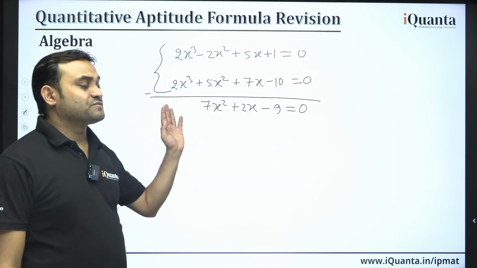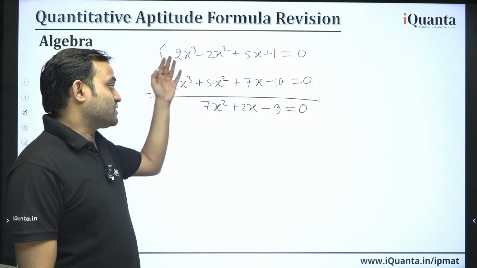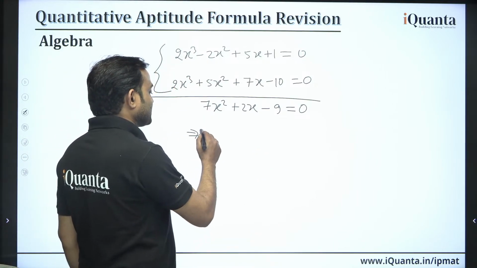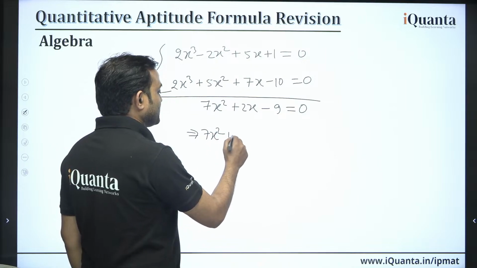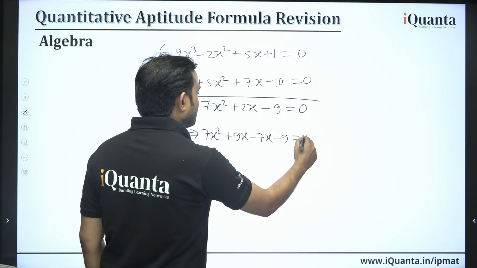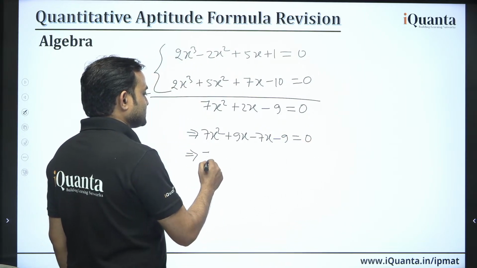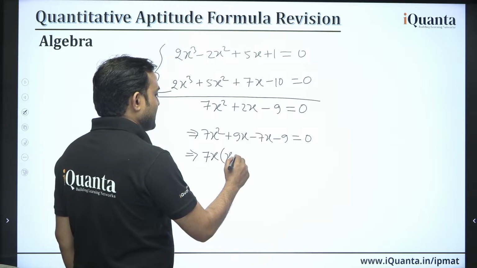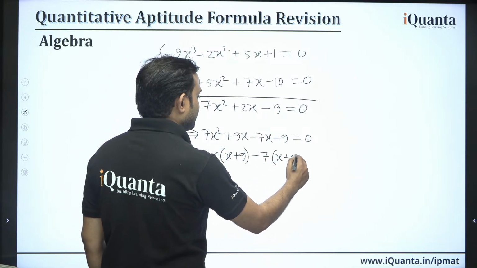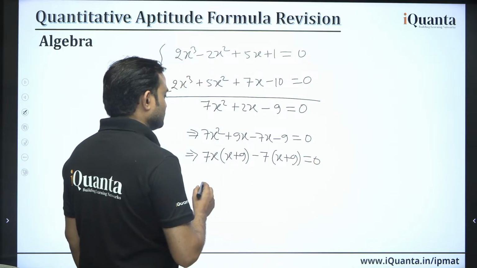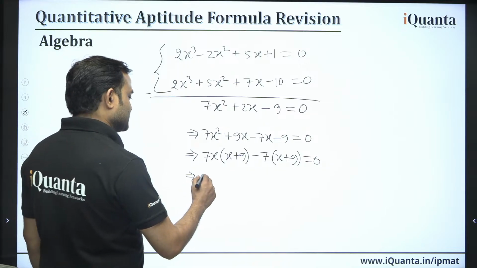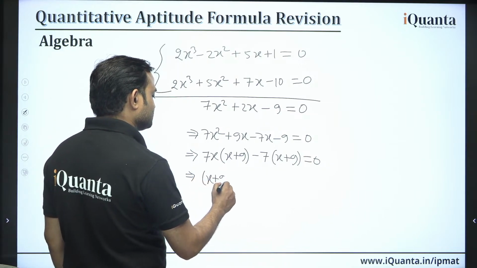So in these kinds of situations, what do we do? So first of all we take the difference. If you take the difference, now you can break it like 7x square plus 9x minus 7x minus 9 is equal to 0, or this can be written as 7x (x plus 9) then minus 7 (x plus 9) is equal to 0, or this will be equal to (x plus 9) we can take common, है ना.